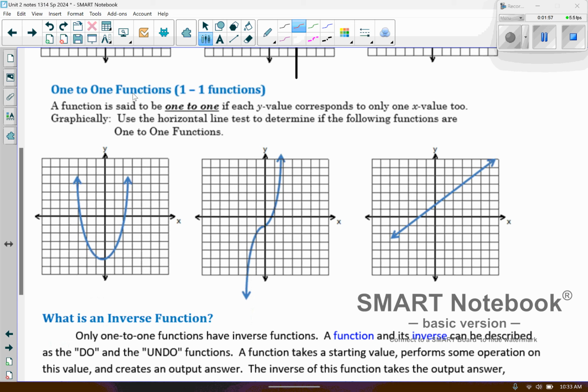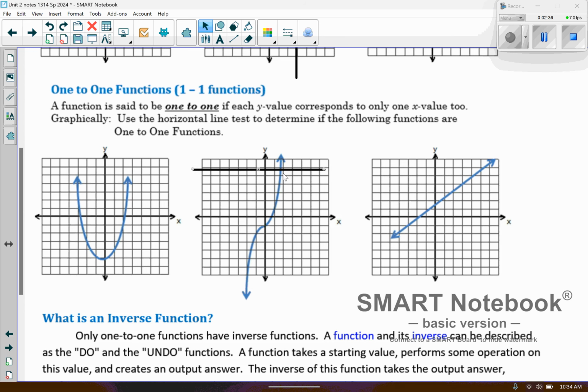So right here, one-to-one function: a function is said to be one-to-one if each y value corresponds to only one x value. Graphically, use the horizontal line test to determine if the following functions are one-to-one. So it's given that these are all functions right here, and they are. All three of these are functions. But the first one, and I already pointed this out with the one up above, does not fall into the one-to-one category because here I have y values that have two different x values, and so that's no good. It is a function, it's just not a one-to-one function.